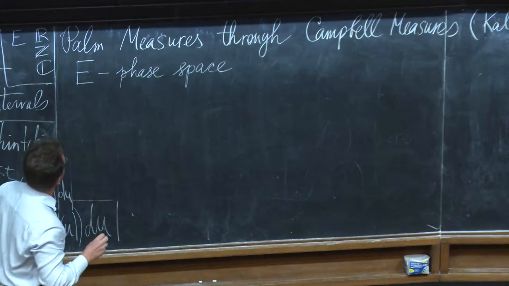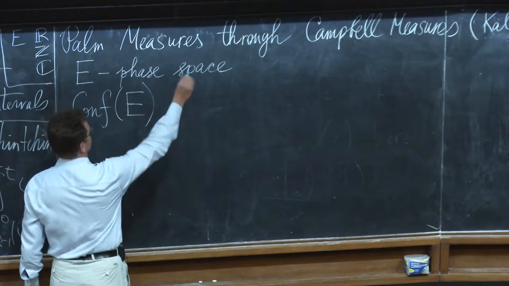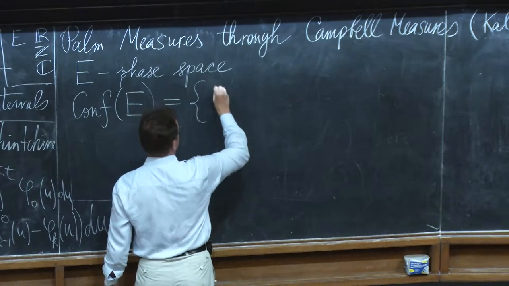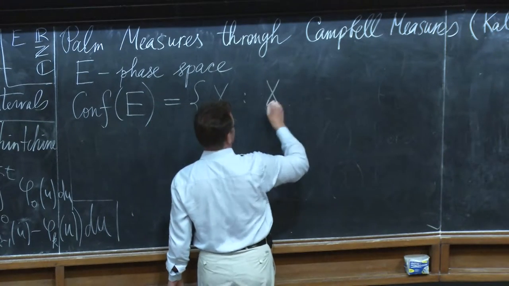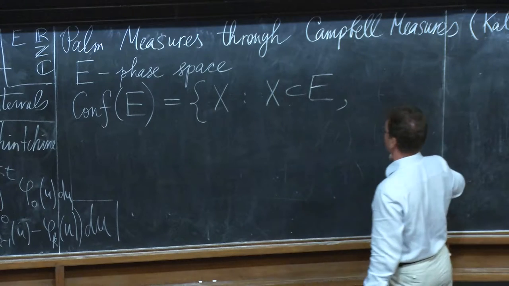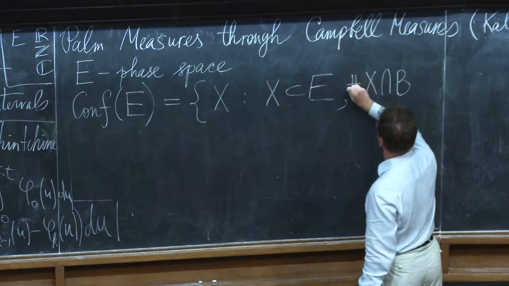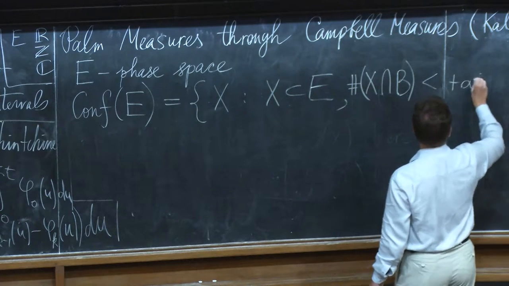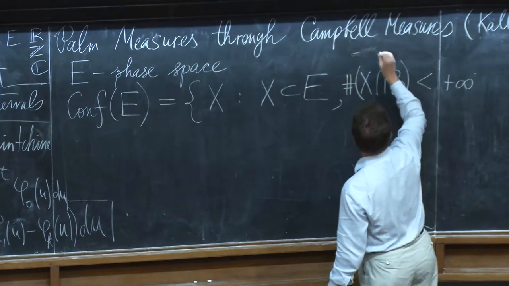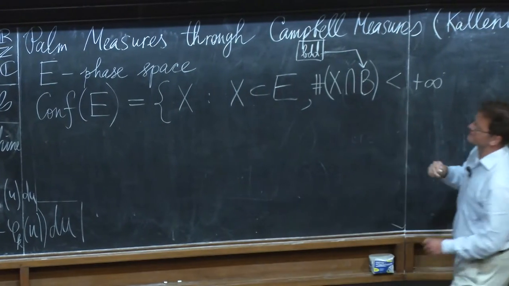There is then the space of configurations on E. The space of configurations on E is the space, in fact, of subsets of E. X is a configuration, X is a subset of E such that X intersected with any bounded set is finite. I will denote cardinality of a set by the sharp sign, so for B bounded, this is finite.